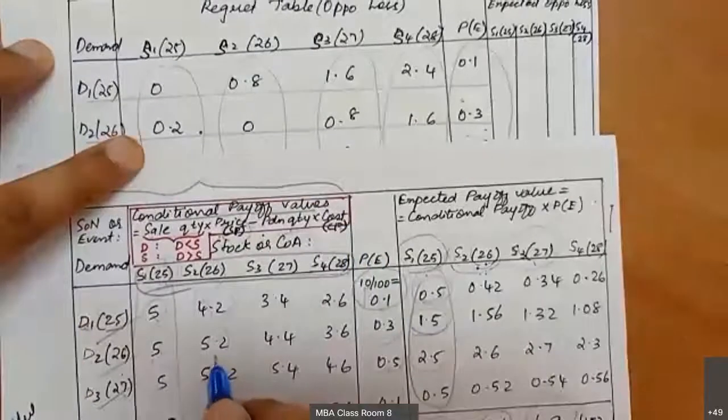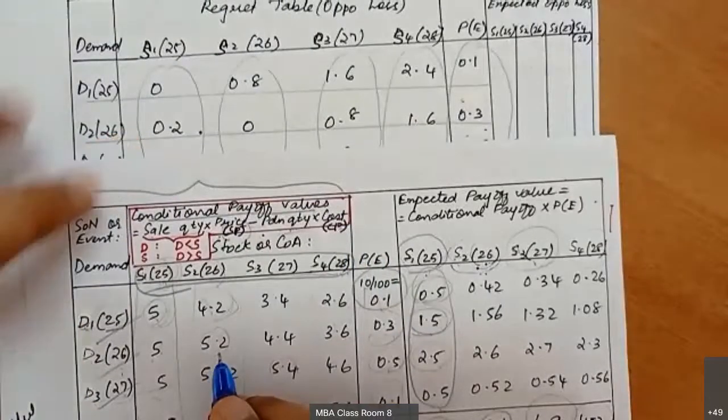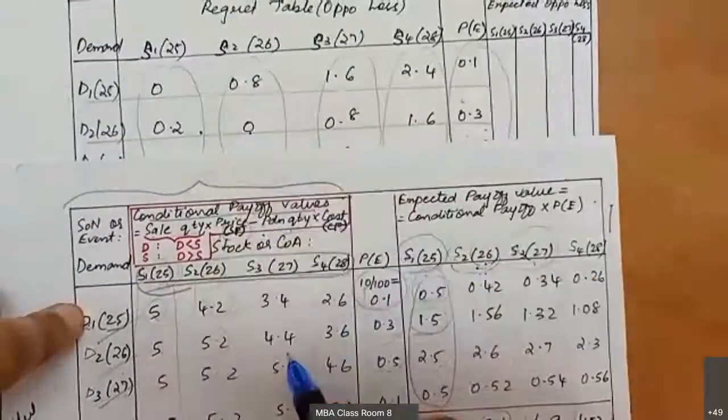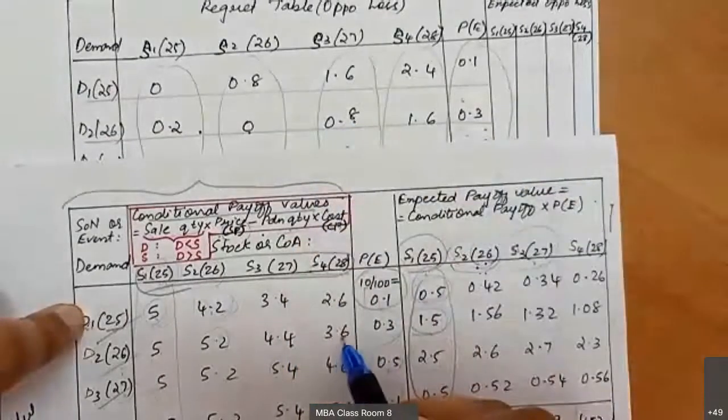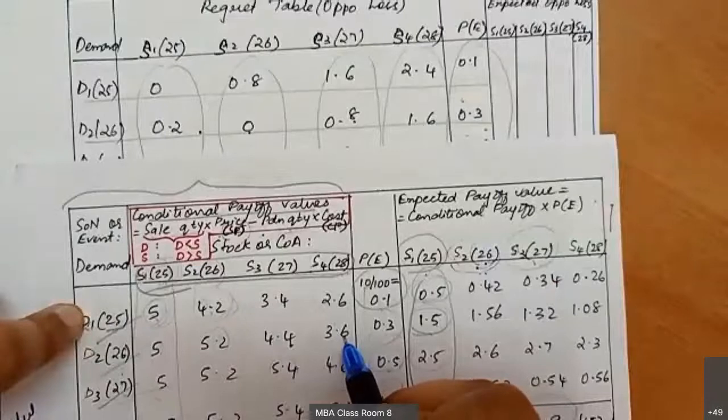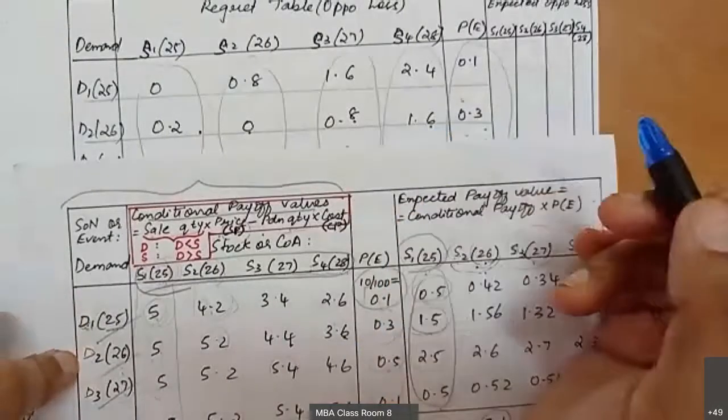Okay, similarly 5.2 minus 5.2, that is 0. 5.2 minus 4.4, that is 0.8. And 5.2 minus 3.6, that is 1.6. Similarly, you calculate the regret table.